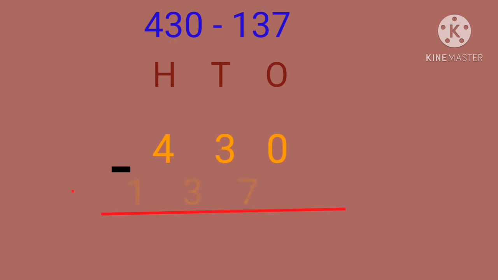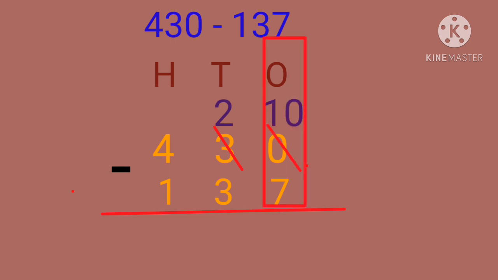Now let us subtract 430 minus 137. First, we will start from the ones place. We have to subtract 7 from 0. Is it possible? No. So, you have to regroup the number 3 in the tens place. When you take away 1 ten from 3, you have 2 tens left and 0 becomes 10. Okay. Now, 10 minus 7 is equal to 3.